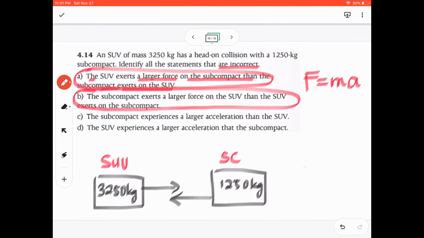Subcompact experiences a larger acceleration than the SUV. So this will be true because F is inversely proportional to what? Force is inversely proportional to the mass of the object, but the acceleration is directly proportional to the magnitude of the net force. So the smaller the object, the larger is its acceleration inverse. Therefore, that is true. We cannot choose that. And the SUV experiences a larger acceleration of subcompact. That is false. So these three are the answers, A, B, and D.